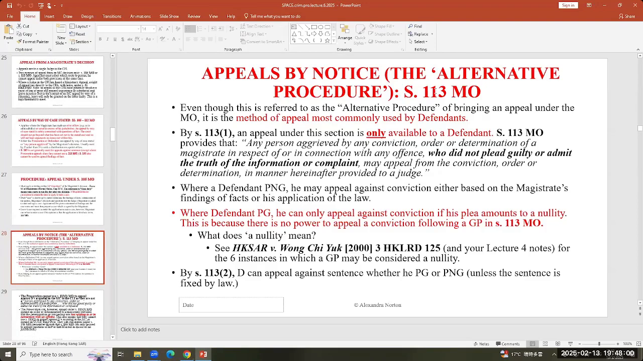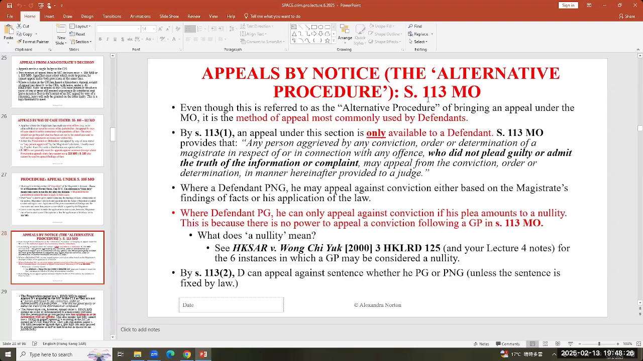Section 113 refers to the alternative procedure of bringing appeals, which makes it seem as if this is the less desirable way, right? And also the fact that it comes after Section 105 chronologically in the ordinance. But actually this should be called the better appeal method, right? Or the preferred method.